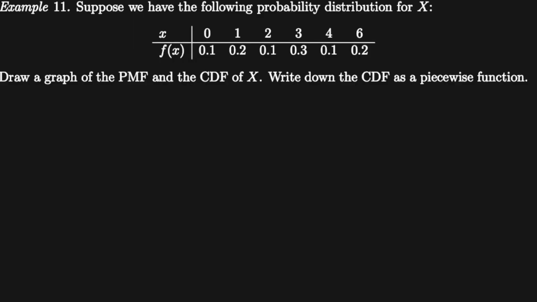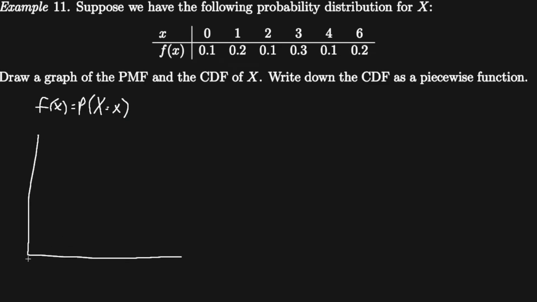Now on the left side, we're going to start with the PMF of the graph. So here we have f of x is equal to P of big X is equal to small x. Now we can draw the graph starting with the x-axis going from 0 to 6. That would be our x. The y-axis can be represented as our f of x: 0.1, 0.2, 0.3, and 0.4.